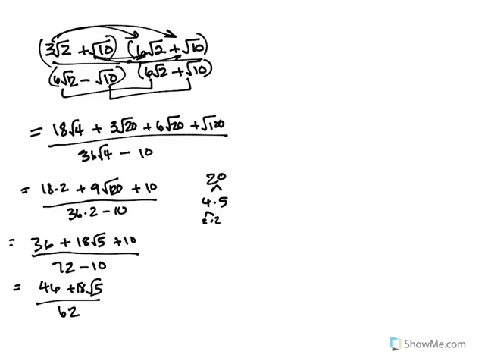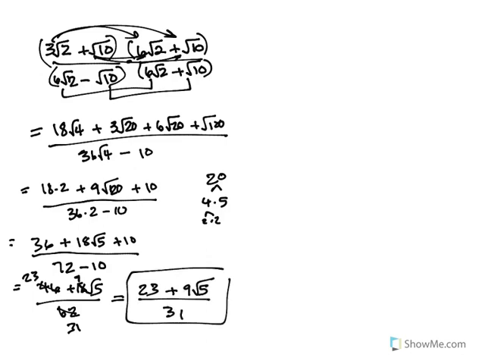So 46, 18, and 62 all share a 2. So I'm going to reduce this. If I divide 2 into everybody, this will become 23, 9, and 31. So 23 plus 9 square root of 5 over 31. And that would be the final answer.